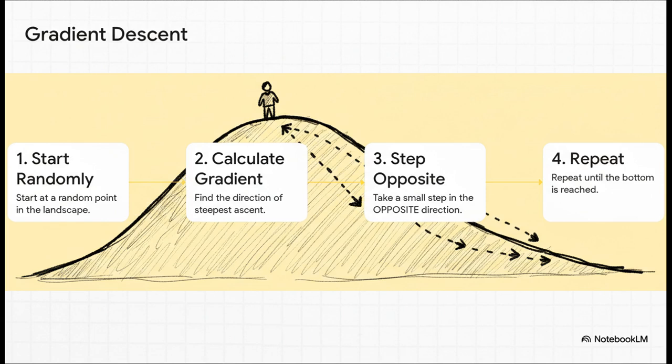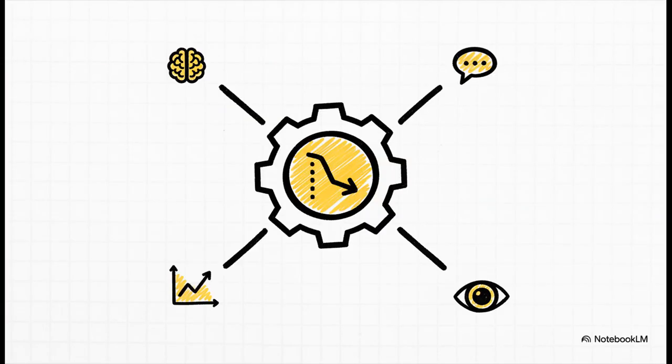You start somewhere random on that error landscape, you calculate the gradient to find the direction of steepest uphill, you take one small step in the exact opposite direction, and then you just do it again. Repeat, over and over. Step by step, you're just walking down the hill. And that's pretty much it, this simple, powerful, iterative process of just following the negative gradient. That is the fundamental engine that drives the training for so many of the AI and machine learning models that we use every single day.